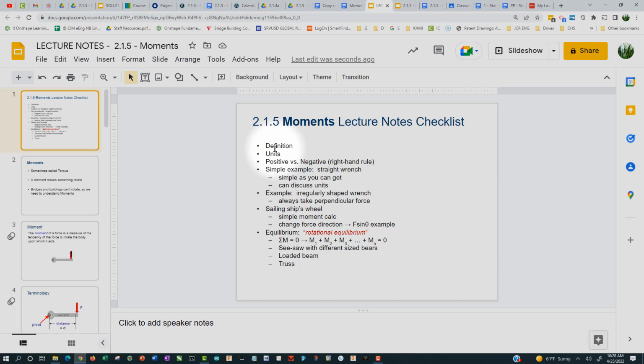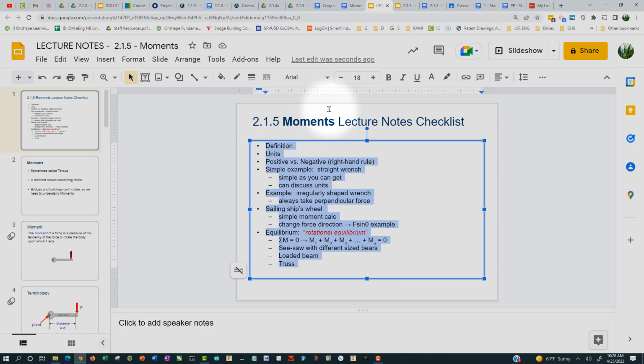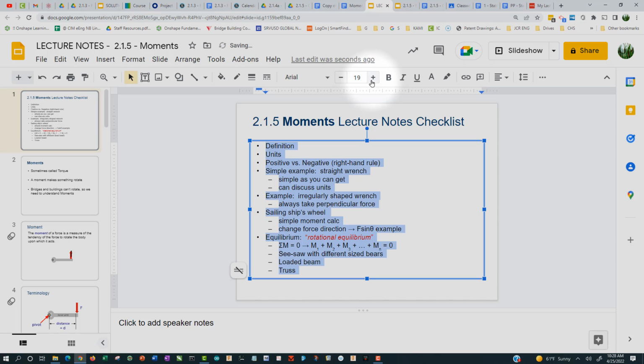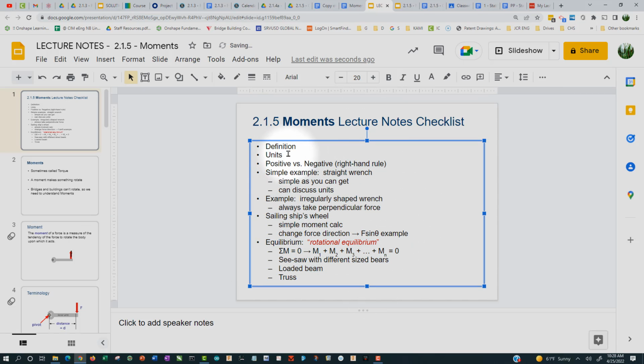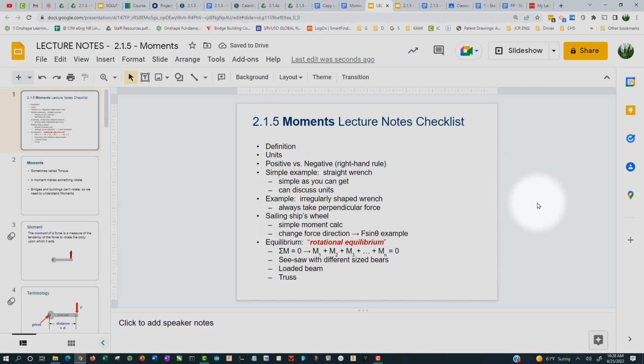Here's a long list of the things that we want to take a look at. We're going to define it first, and then talk about the units. We're going to define what's a positive versus negative moment. We'll do a simple example, then a slightly more complicated example, then another example. Then we'll talk about rotational equilibrium, which is when all the moments sum together in such a way that the object does not rotate.